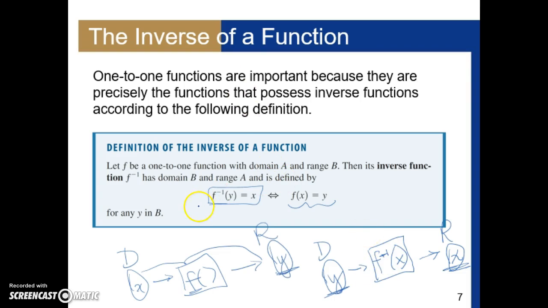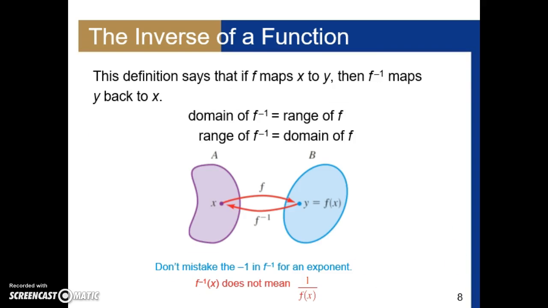So this notation may look a little funny, but when we look at the function machine of it, it makes sense to us. So same thing here. The definition says that if f maps x to y, then f inverse maps y back to x.